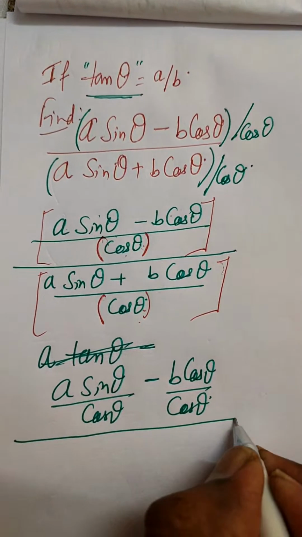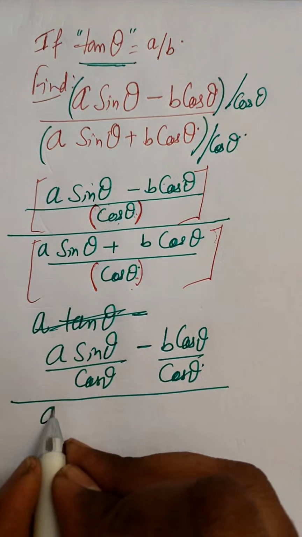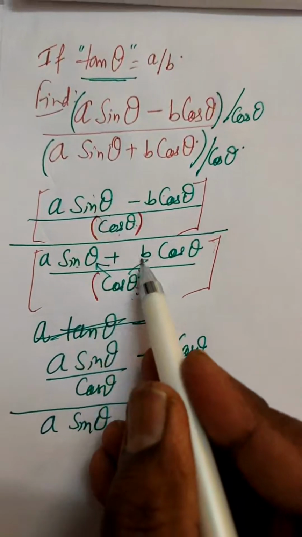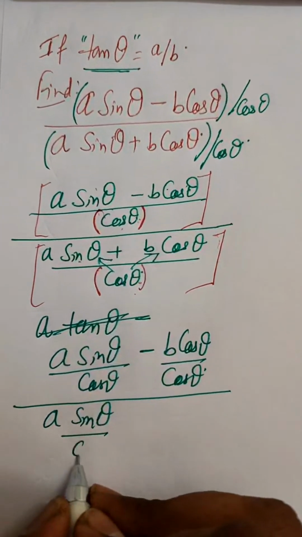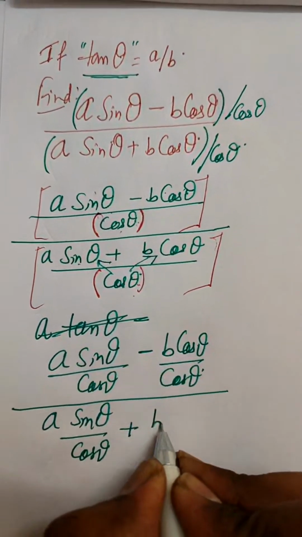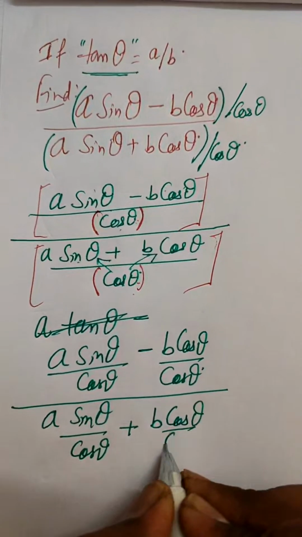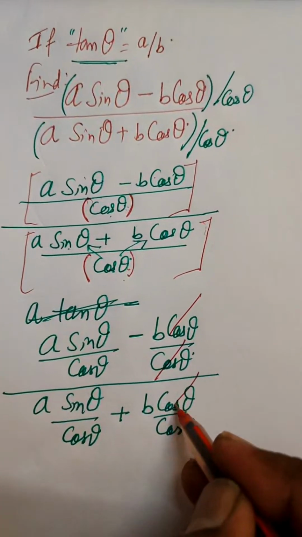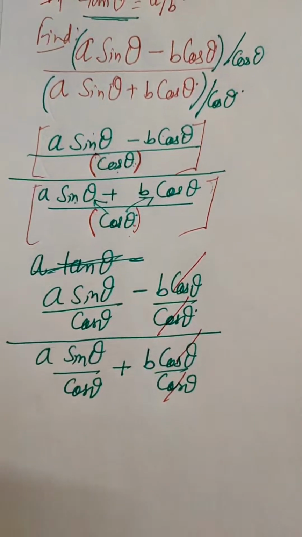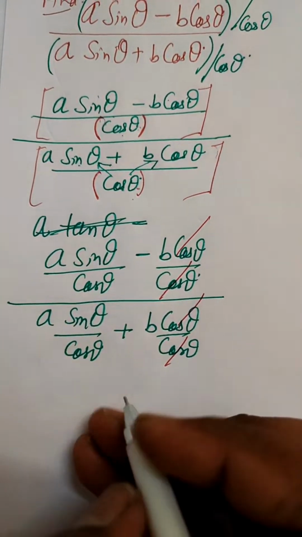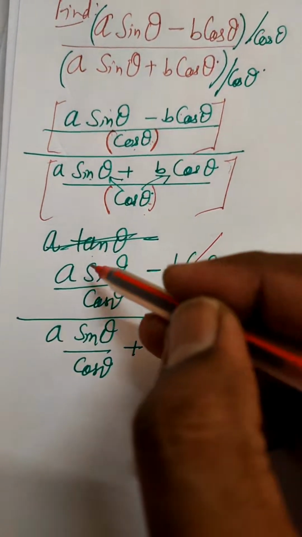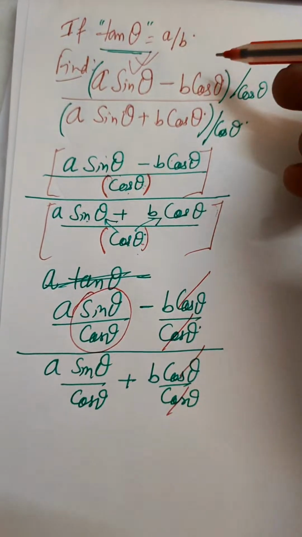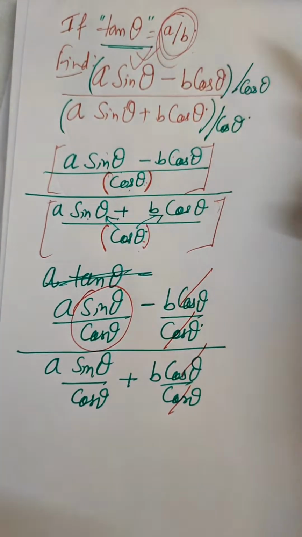This will be the numerator, and into the denominator we have a sine theta, because this cos theta is dividing individually this one and this one, right? So that's why a sine theta by cos theta plus b cos theta by cos theta. So here you can see cos and cos is cancelled out, cos and cos is cancelled out. So both the cos is cancelled out in the numerator and denominator, and we are left with a sine theta by cos theta. And sine theta by cos theta is what? This is the tan theta whose value is given to you, that is a by b, right?